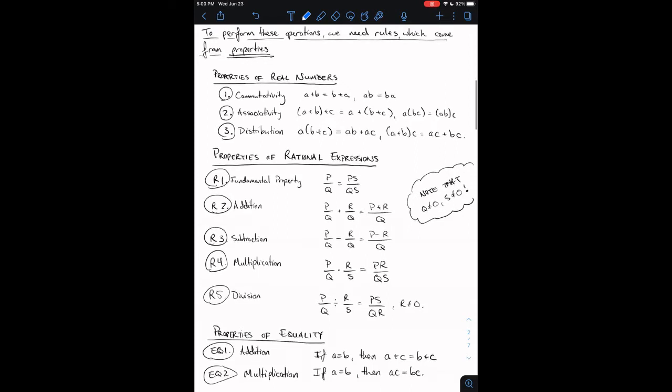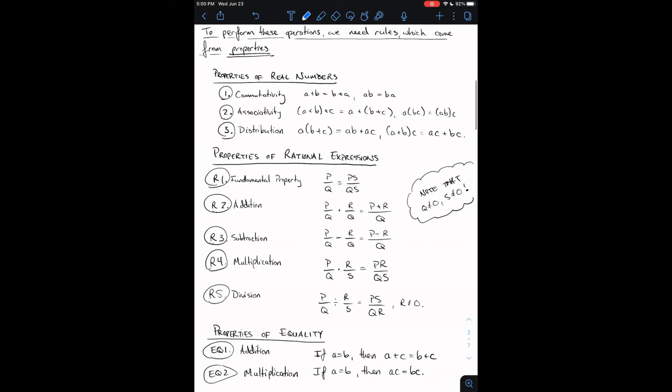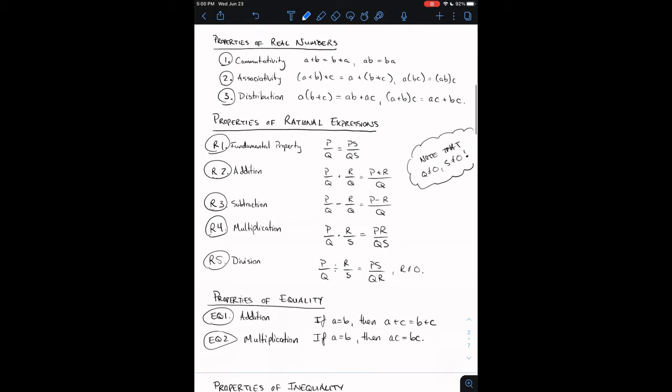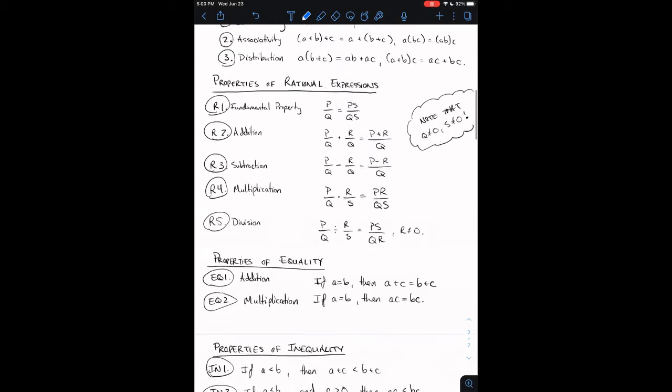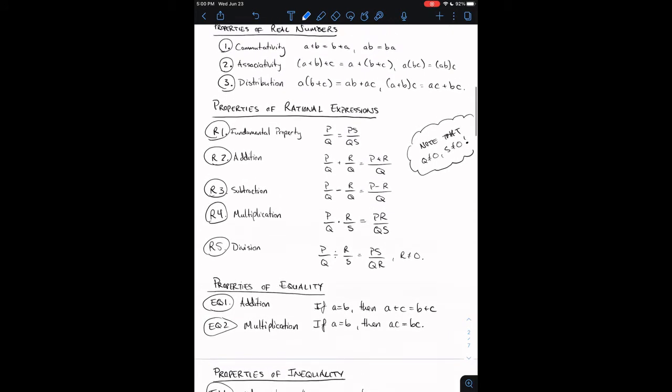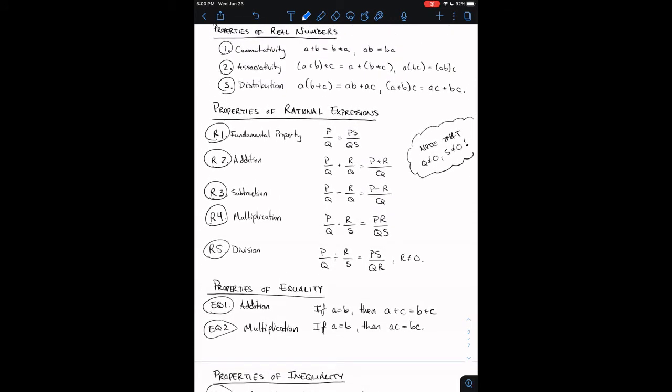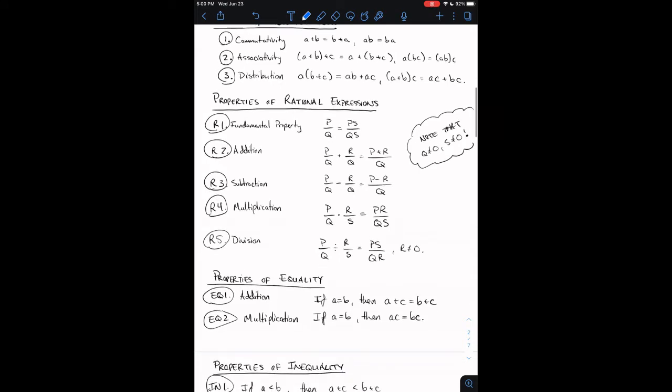So first are the properties of real numbers. Those are things we have to know. Commutativity, that just means that we can switch the order of multiplication or addition and the number stays the same. Associativity, we can move around parentheses however we like. And distribution, that basically means that you can distribute a number through a sum or a sum over a number. Properties of rational expressions. If you notice, I have these little numbers circled off to the left. So this is what's going to help me.